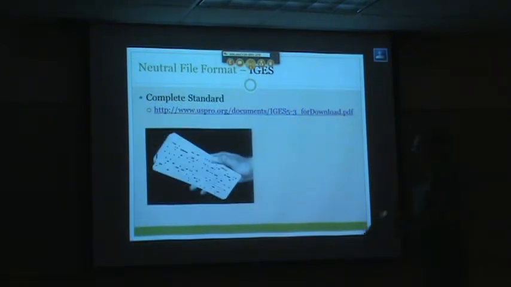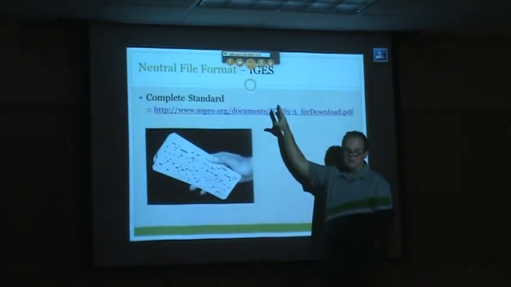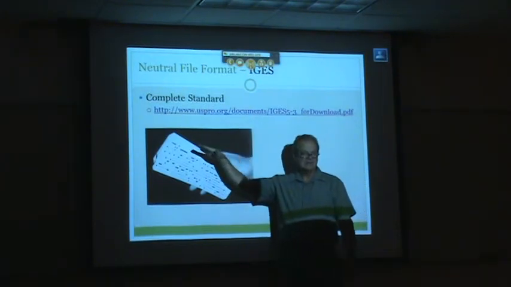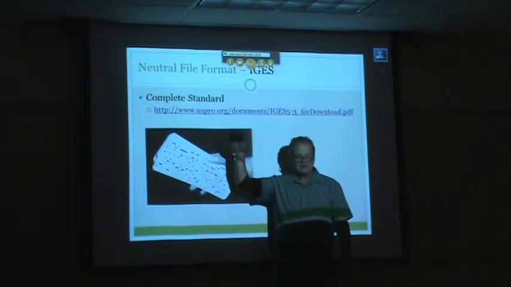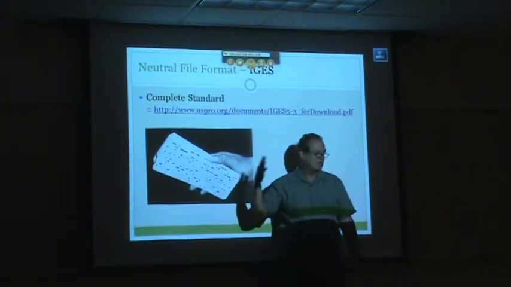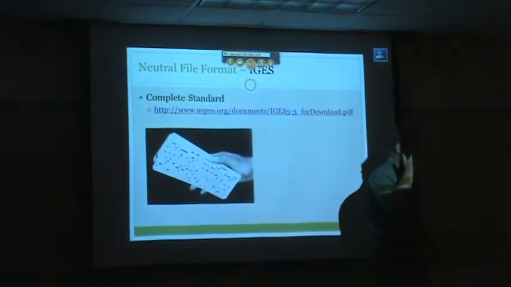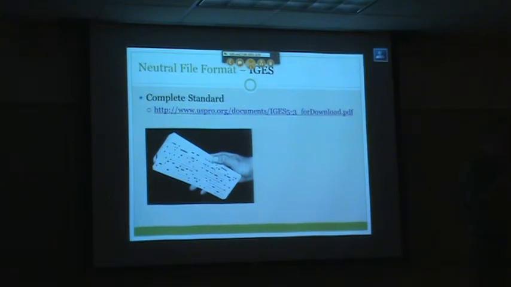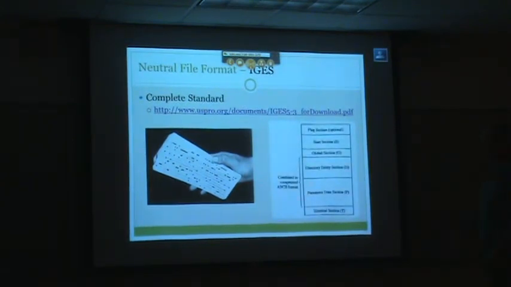But the initial standard was set up so that every line in the file had to fit a punch card, because punch cards were in fashion in that day. That's how you got information into the computer, basically through punch cards. And it had a number of different sections to the actual file format. So this is a text file that you can open up in an editor and look at. Okay.